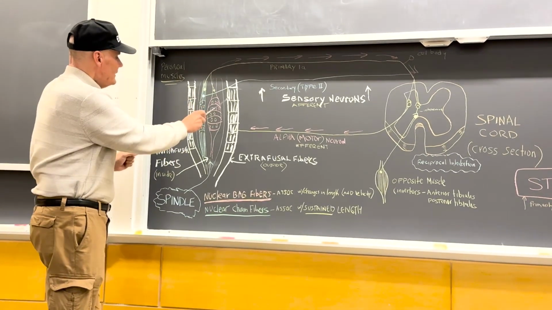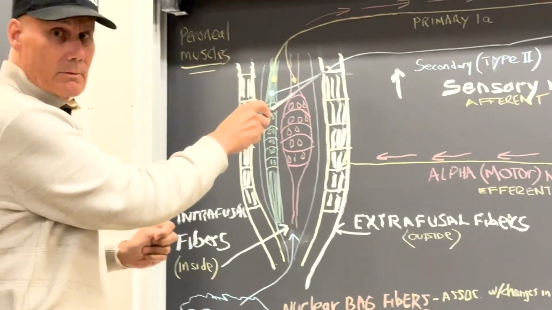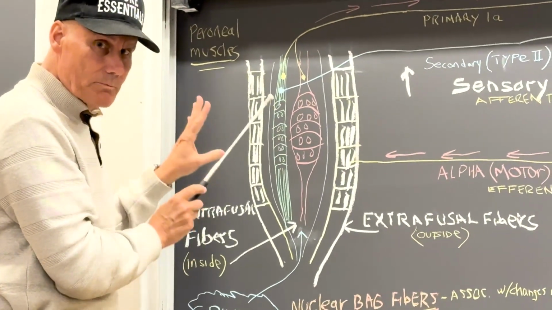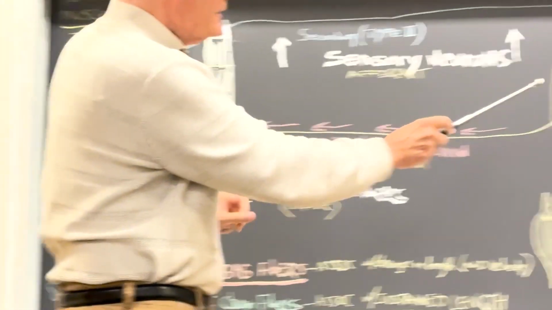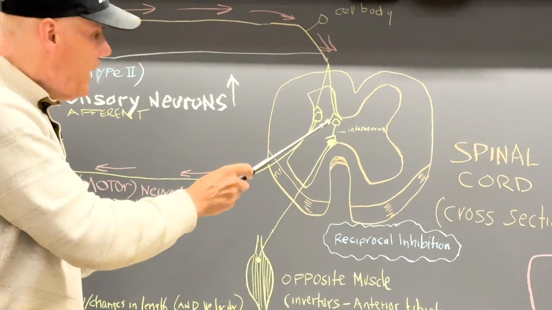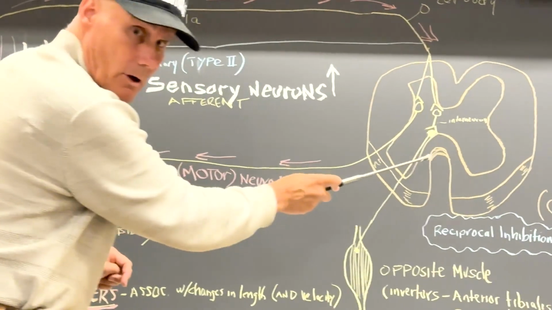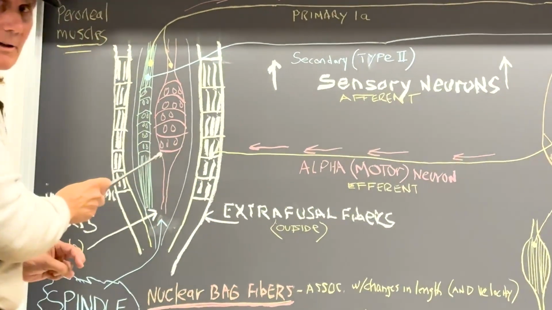So on this side of the diagram here is the muscle. Okay, let's just start there. This side of the diagram is a cross section of the spinal cord. All right, these are constantly communicating, the spinal cord and the muscles.